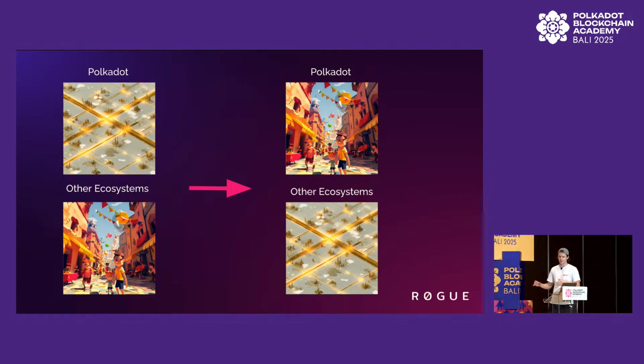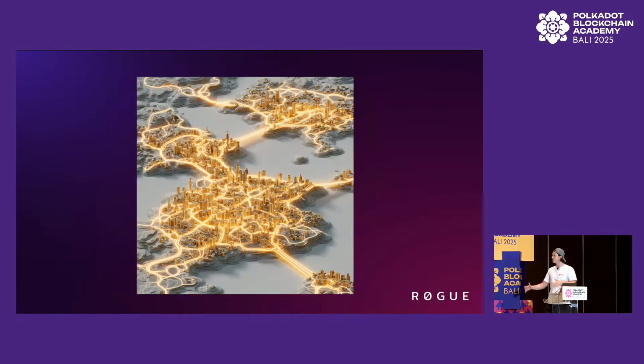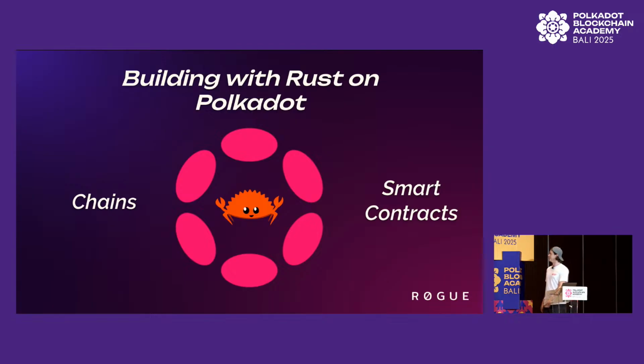It's funny, Polkadot started with this infrastructure, while other ecosystems started with building a thriving city. And now Polkadot is trying to build a thriving city, while other ecosystems are trying to build that infrastructure. So in the end, we're racing to a multi-chain world with thriving cities. Let's see who gets there first.